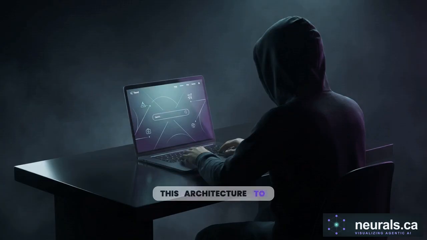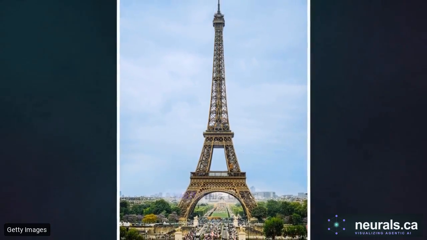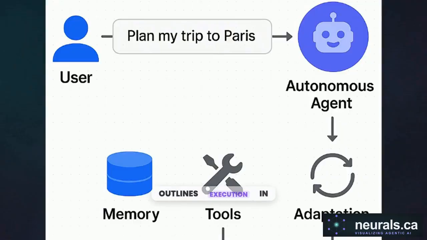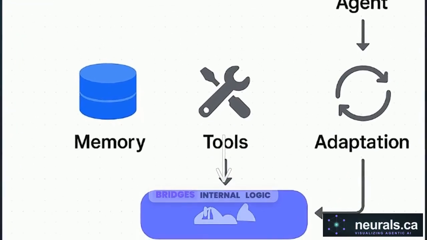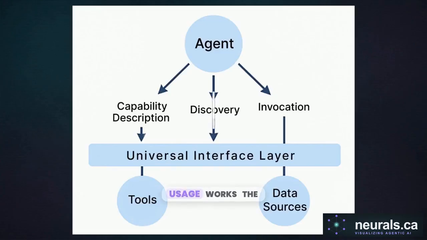Let's apply this architecture to our earlier scenario. You give an autonomous travel agent the objective, book a trip to Paris. This chart outlines execution. In the plan phase, the agent checks memory and decomposes the objective into smaller tasks, like checking visa requirements. In the lower act phase, it bridges internal logic with the external world, utilizing tools to execute the sequence. This flowchart shows exactly how that tool usage works.